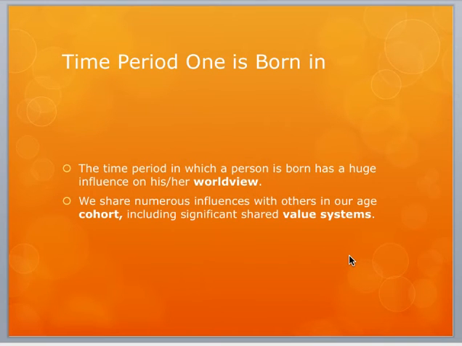So the time period one is born in really influences their worldview and how they see things, what their perception is of the world around them. And these generations are also referred to as cohorts. And within those cohorts or age range, we also have shared value systems. Examples of generations would be millennials, Generation X, baby boomers. All of those different age ranges share certain characteristics.